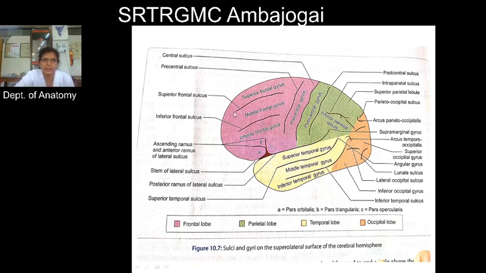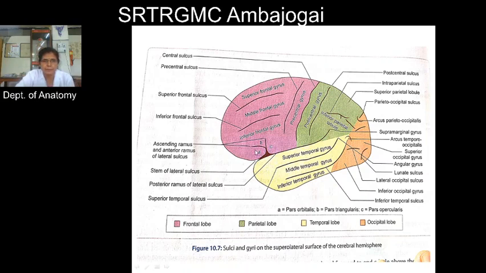and these 2 sulci run anteroposteriorly, and these are the superior frontal sulcus and the inferior frontal sulcus, and these 2 sulci divide this part of the frontal lobe into the superior frontal gyrus, middle frontal gyrus and the inferior frontal gyrus. In the inferior frontal gyrus, there are 2 small sulci, and these are the rami or branches of that lateral sulcus.